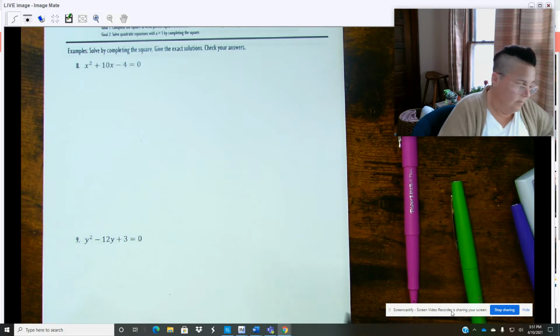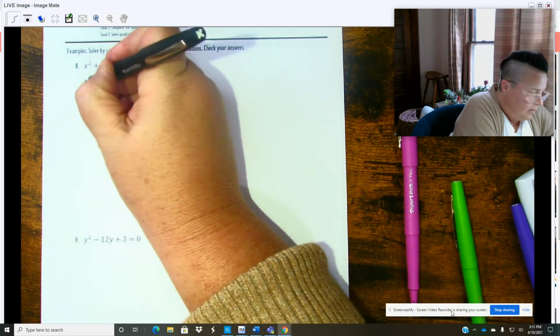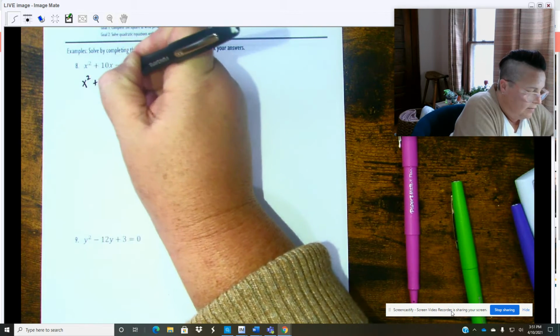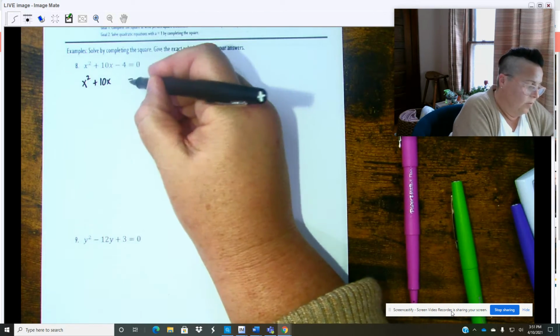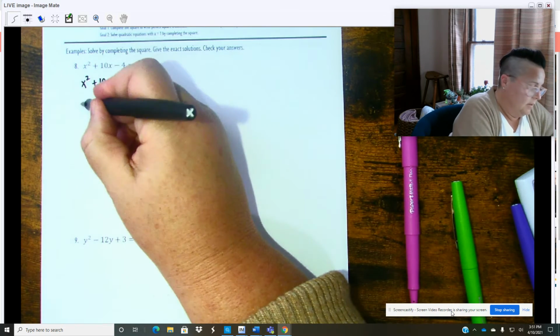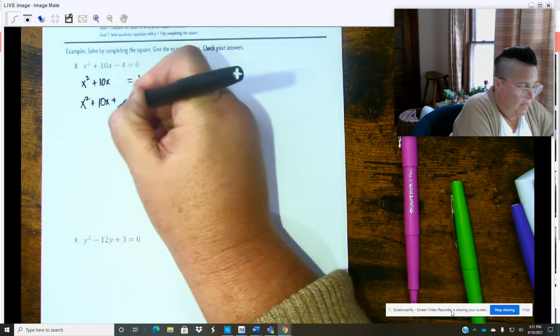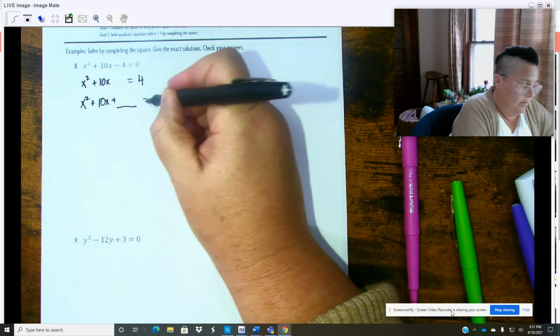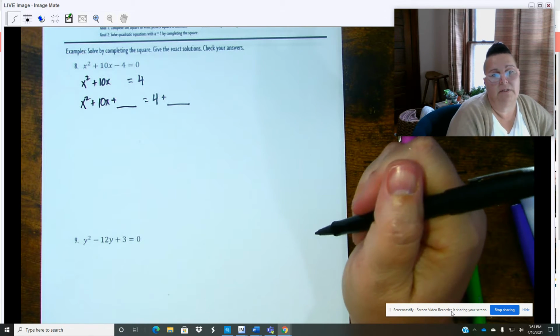These we do have a trick here. I want this x squared plus 10x to be on a side by itself. So I'm going to add the 4 over to the other side. Then I'm going to take the x squared plus 10x, and I'm going to add what I need to complete the square. And on the other side, I have to add the same thing to complete the square.